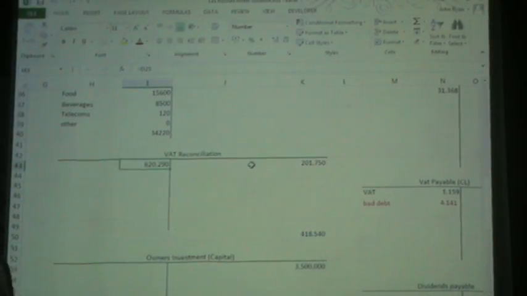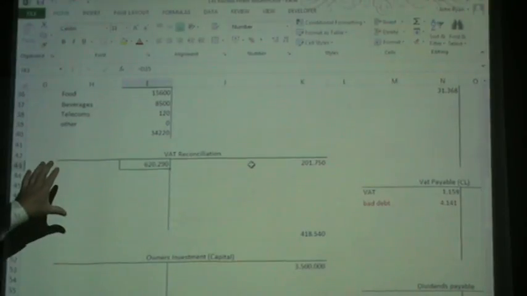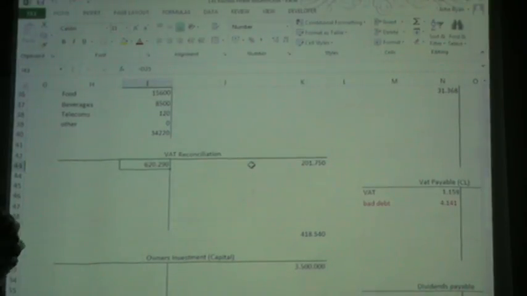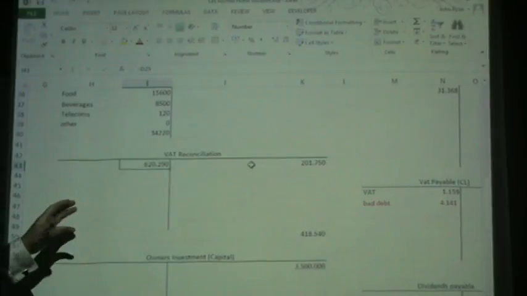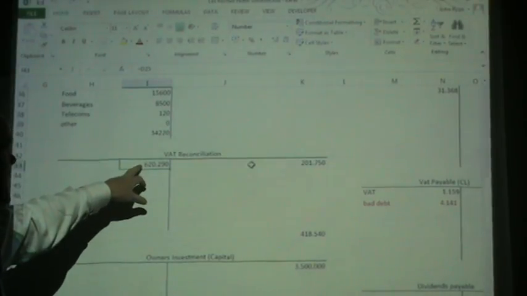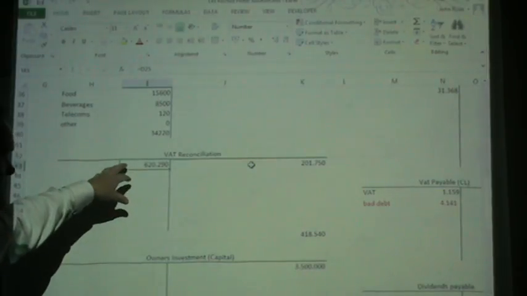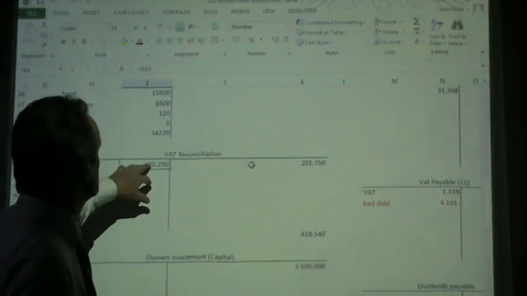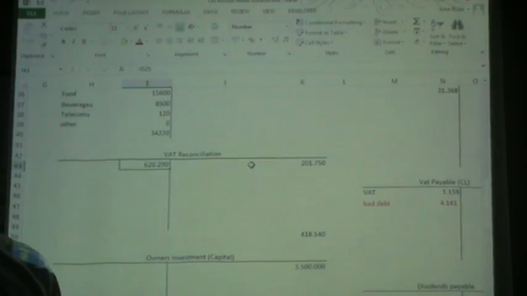For question 14, I'm going to refer to the solution that we have, because if you have this solution in Excel, there are a number of reasons why it's in Excel. Firstly, when you click on any of these numbers, the last one here was VAT reconciliation, for example, you can see from where the number came.